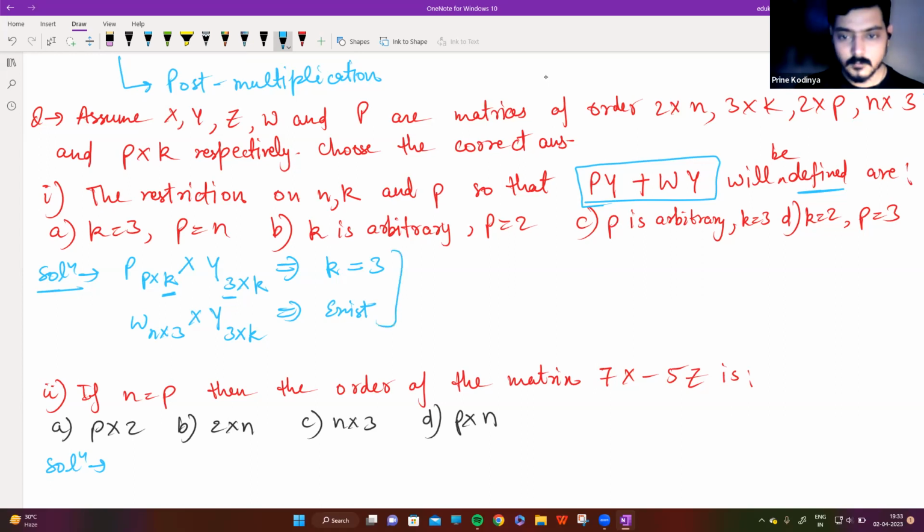Now, one more condition is there. You are adding these two. If you're adding these two, then their order must be the same. The order of PY and the order of WY must be the same. So the final order for this would be P cross K into 3 cross K. K and 3 have to be equal, then the order would be P cross K. And the final order for this would be N cross K.